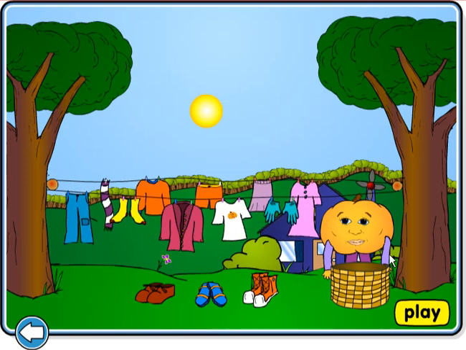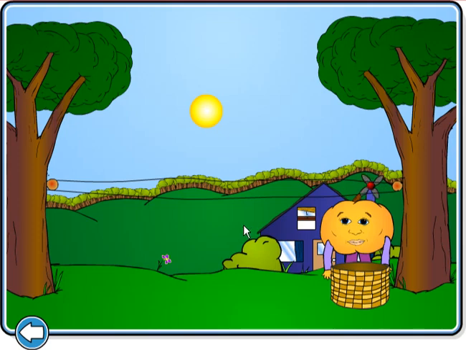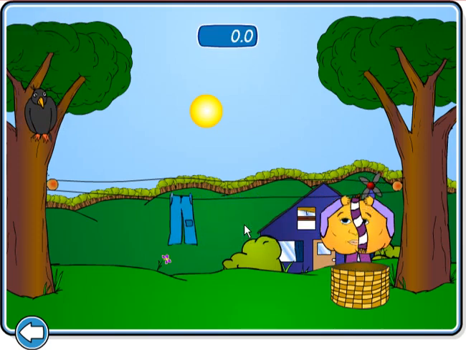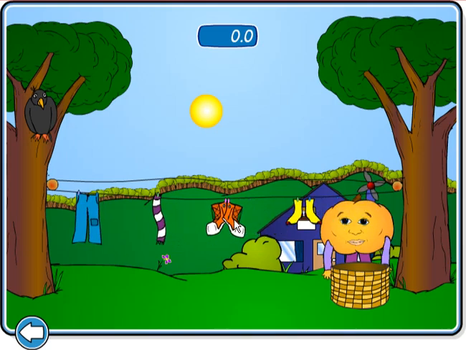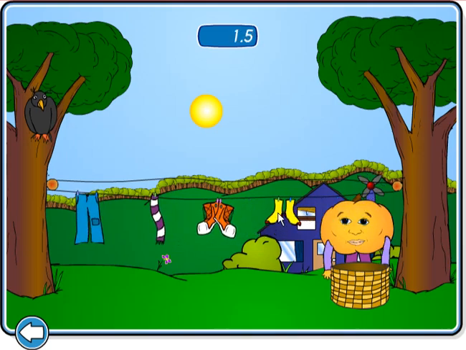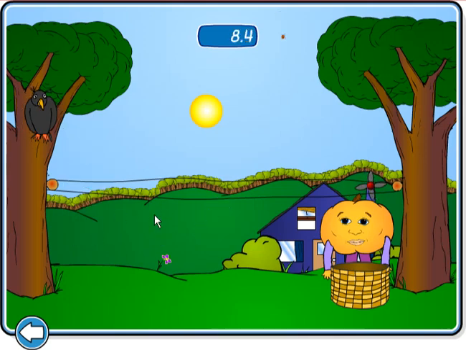What a windy day! Perfect for drying these clothes. Pants, scarf, shoes, sneakers. Pants, scarf, sneakers, socks. Socks. Pants, sneakers, scarf.